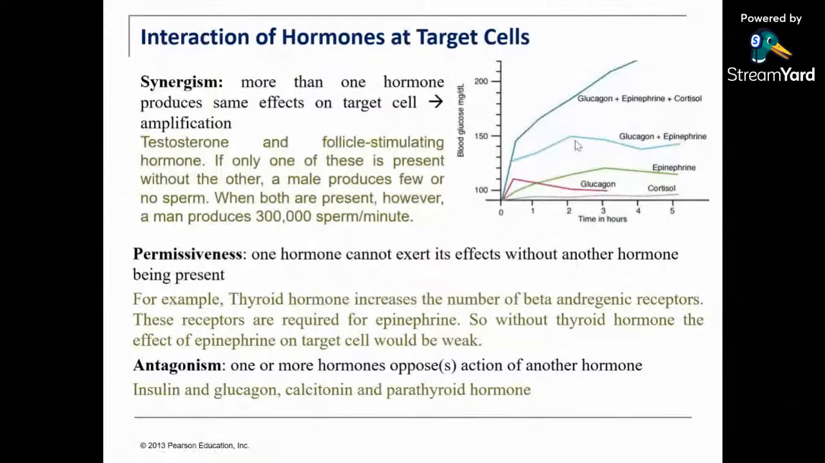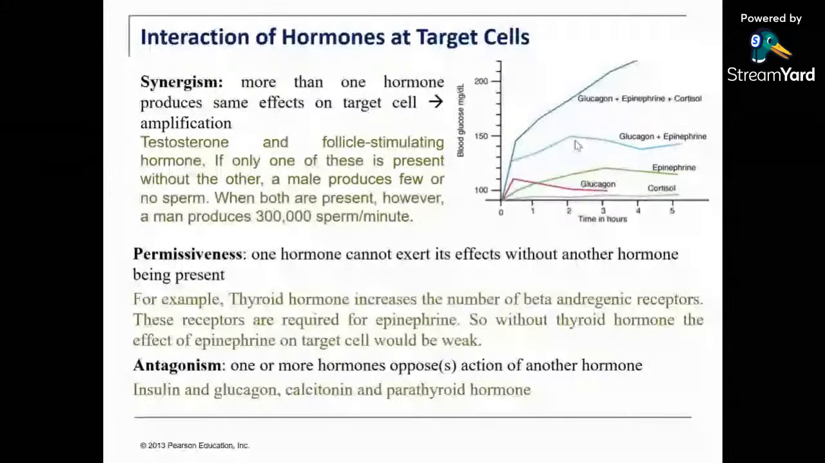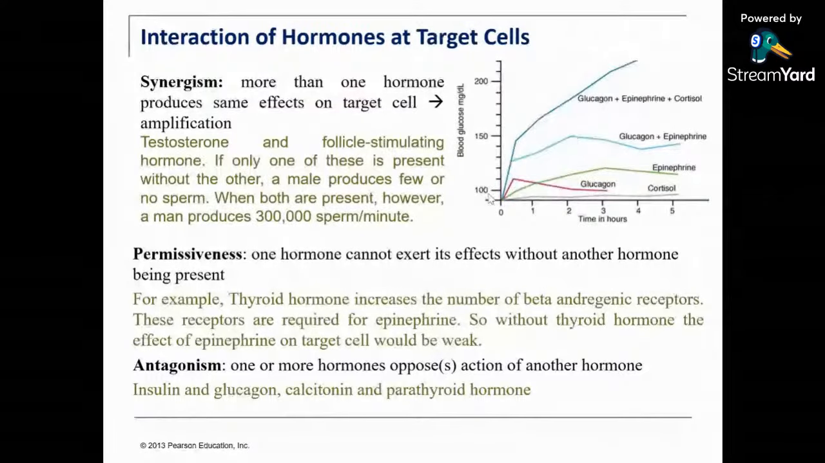Another function is permissiveness, where one hormone cannot exert its effects without another hormone. For example, thyroid hormone increases the number of beta adrenergic receptors. These receptors are required for epinephrine. So without thyroid hormone, the effect of epinephrine on target cells would be weak.